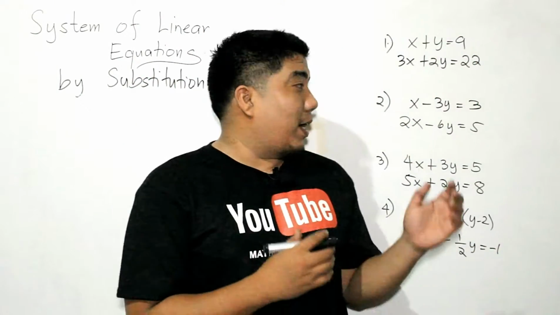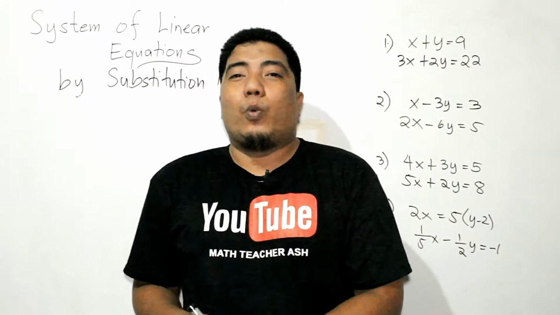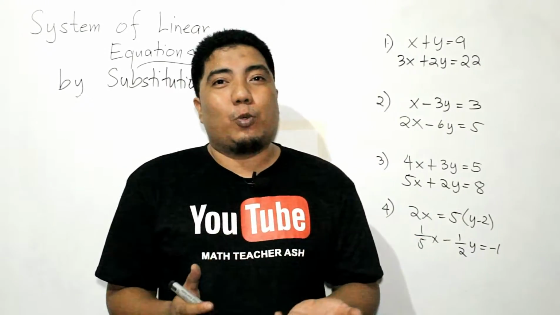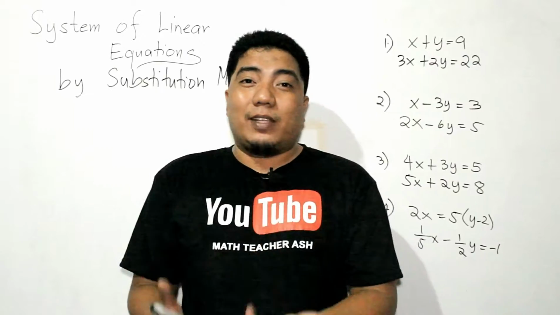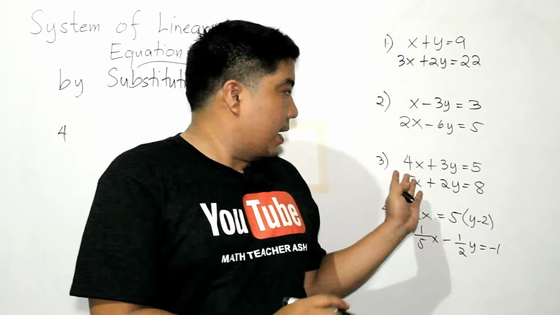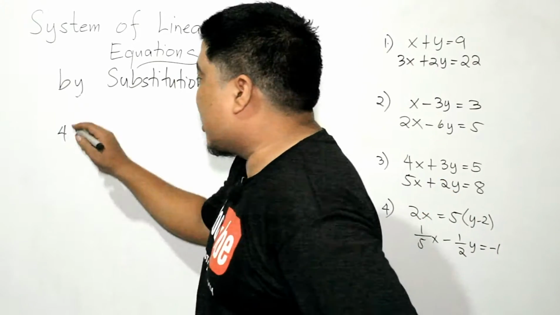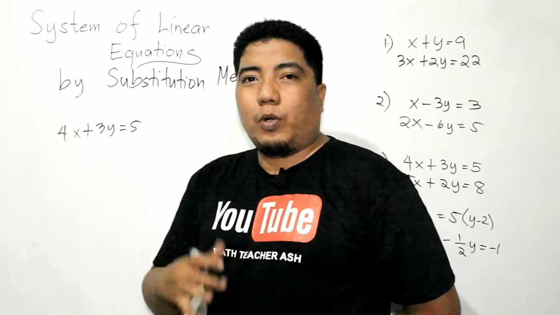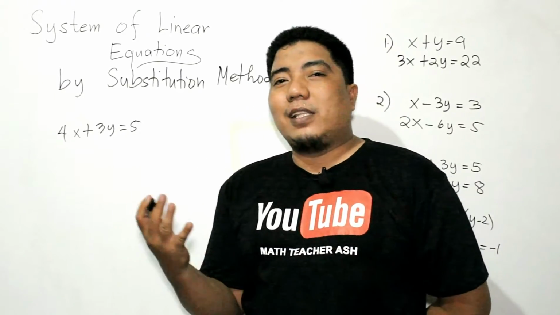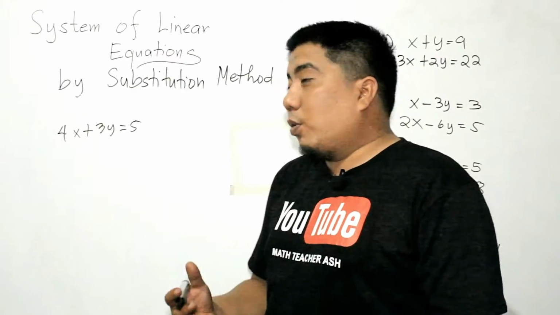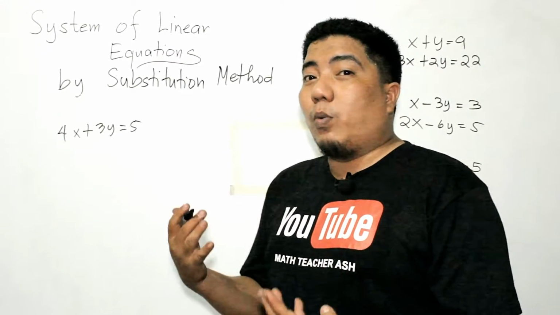Okay, math learners, we are down to our third example. We have 4x plus 3y is equal to 5 and 5x plus 2y is equal to 8. So first, I will derive my first variable from the given equations. So 4x plus 3y is equal to 5. Earlier, I have been using the value of x for my derivation. Now, let me show you how we will use our y.